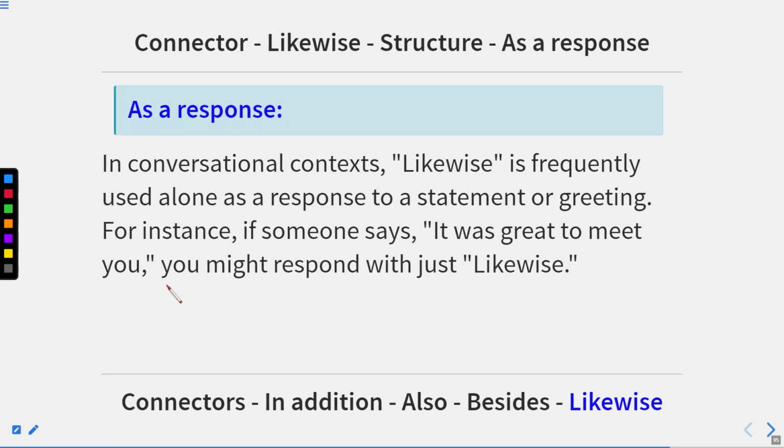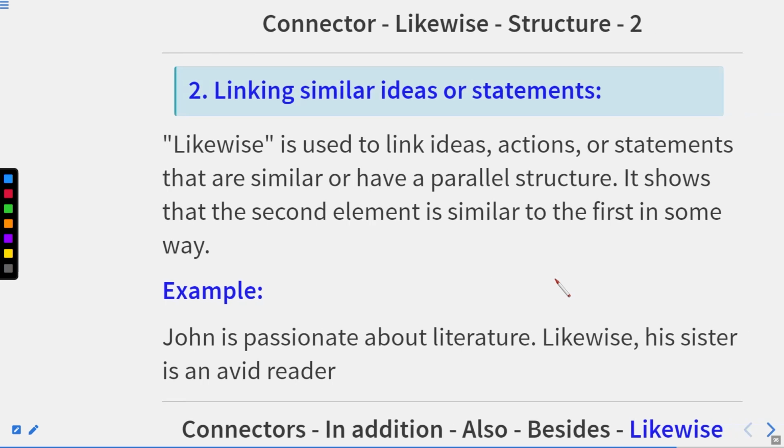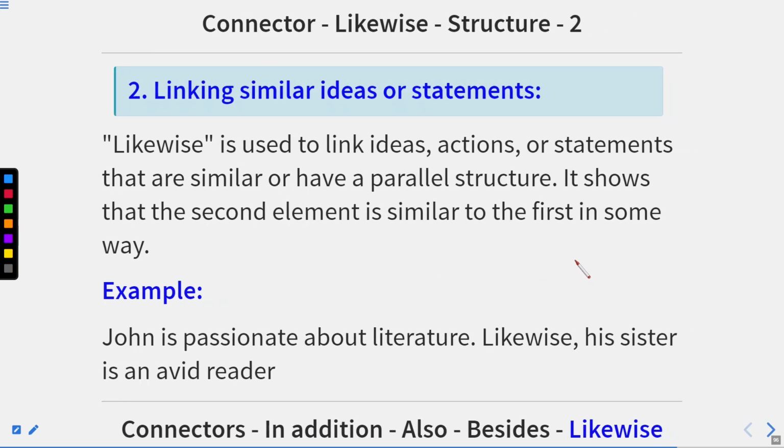As a response, in conversational context, likewise is frequently used alone as a response to a statement or greeting. For instance, if someone says it was great to meet you, you might respond with just likewise. You need not say the entire statement again. You can simply use the word likewise, and that is it. That will finish your statement.